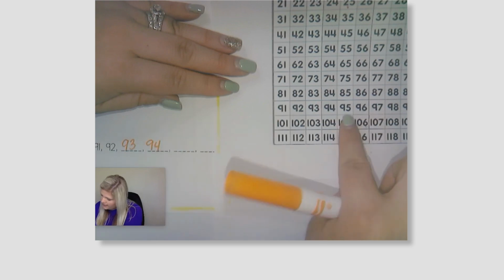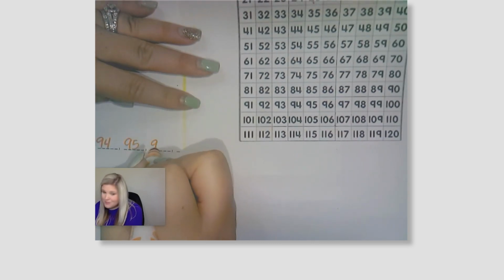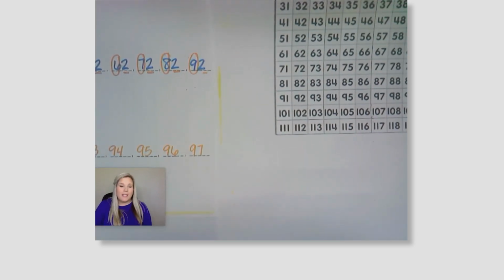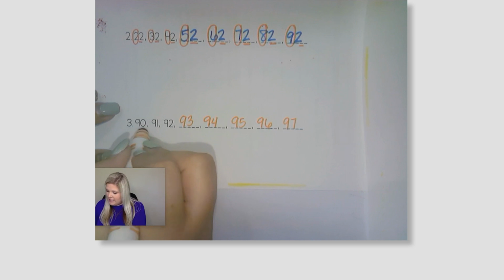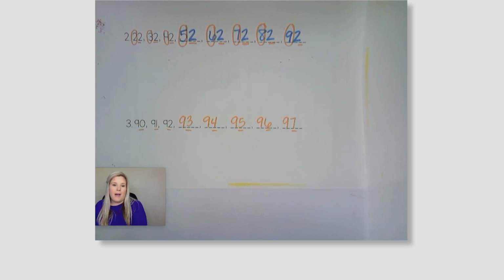92, 93, 94, 95, 96, 97. And we know that we were counting by ones because that ones place increases by 1 as we count by ones. Great job finding that pattern by counting by ones with the 120 chart.